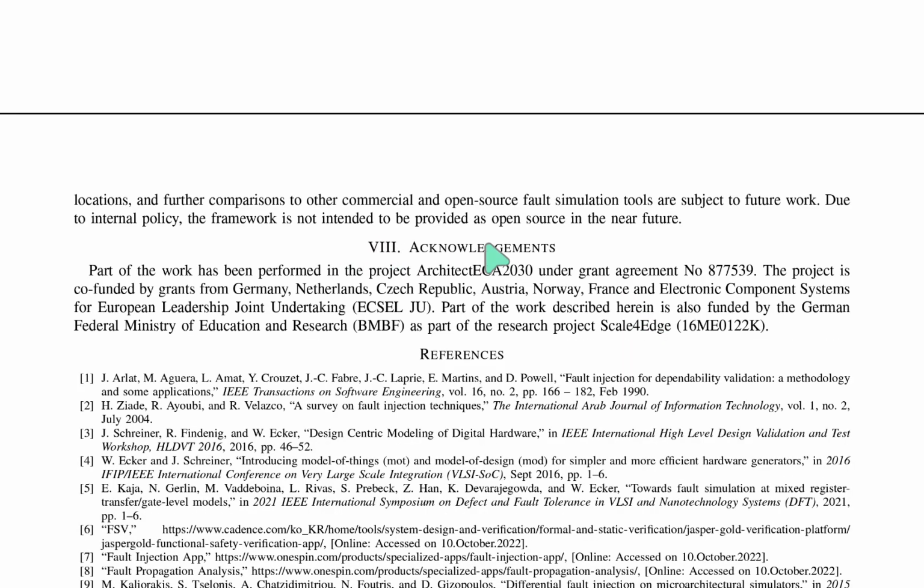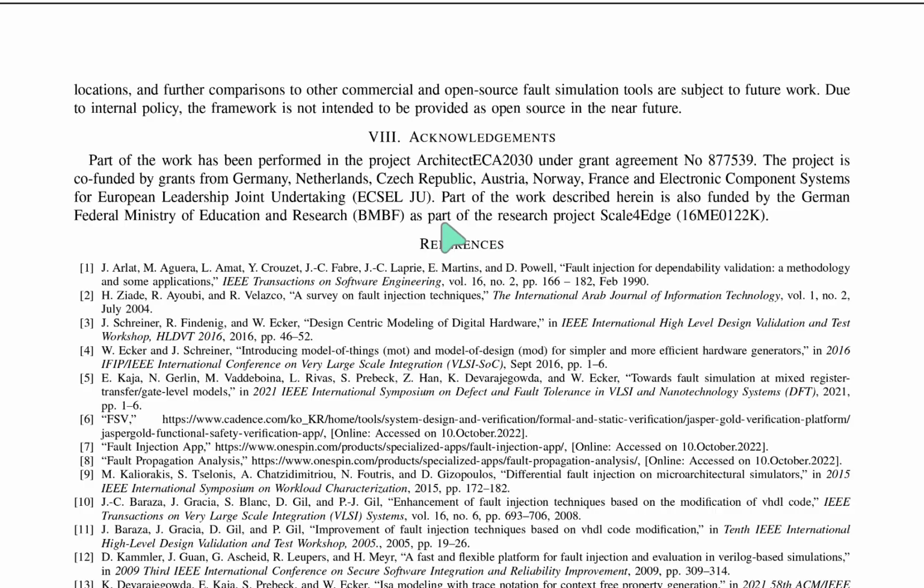Chapter 8, Acknowledgement. The references.